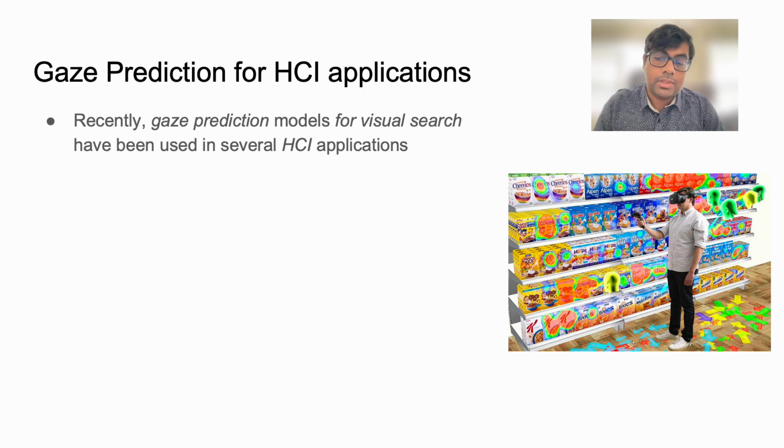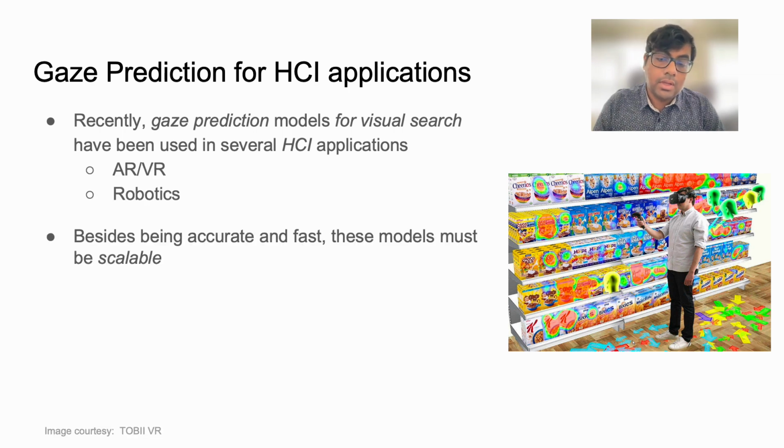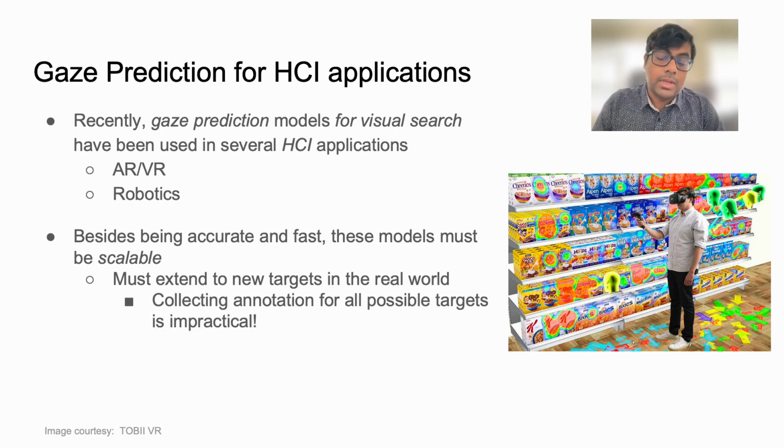Recently, gaze prediction models for visual search have been applied to multiple HCI applications such as augmented or virtual reality and robotics. Besides being accurate and fast, these models must be scalable. That is, they should extend to novel targets. This is necessary because collecting annotation for all possible targets is impractical and costly.